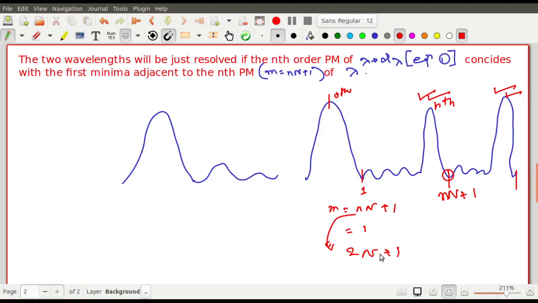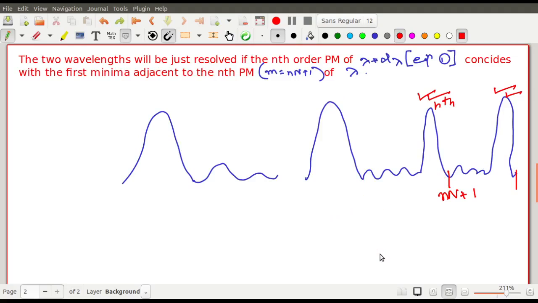নয়, ফার্স্ট মিনিমা adjacent to the nth principal maxima, because grating has number of principal maxima. grating এ তো অনেক principal maxima, তাহলে তুমি কোন ম্যাক্সিমাটা ইউজ করছো সেটার উপর ডিপেন্ড করবে কোন মিনিমাটা। If you use the nth principal maxima, then the first minima adjacent to that, which is given by Nn plus 1. I hope that you have understood.